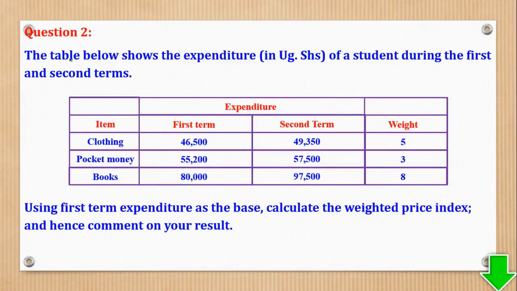That was question 1. What about question 2? So question 2, the table below shows the expenditure in Ugandan shillings of a student during the first and second terms. So that the items, first term, second term, and the weights. Using first term expenditure as the base, calculate the weighted price index and hence comment on your result.